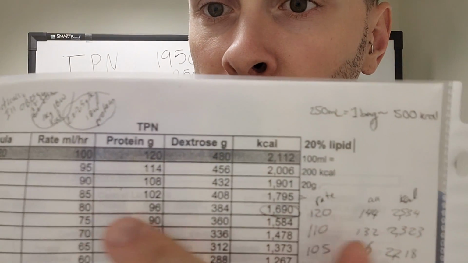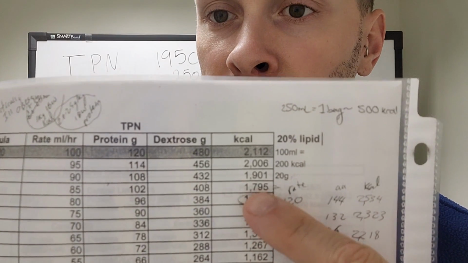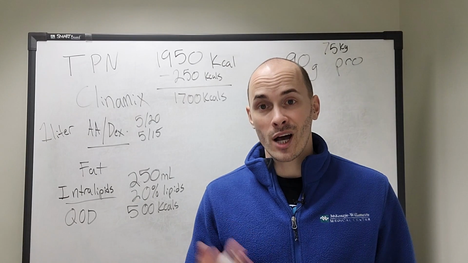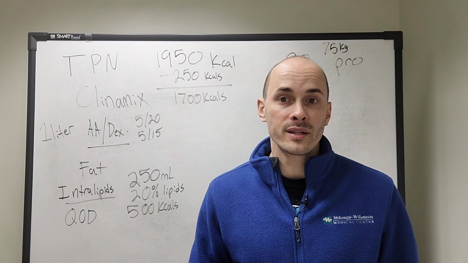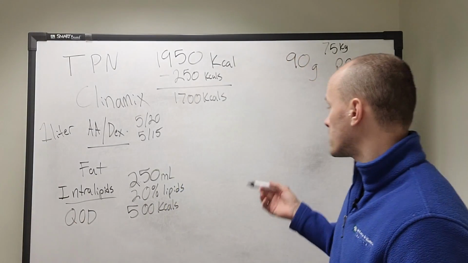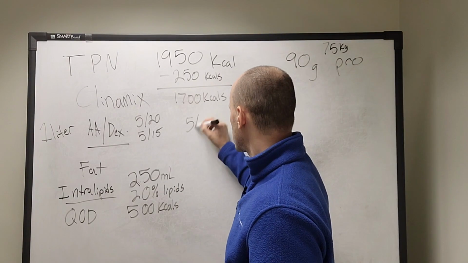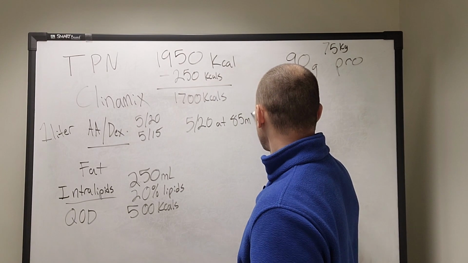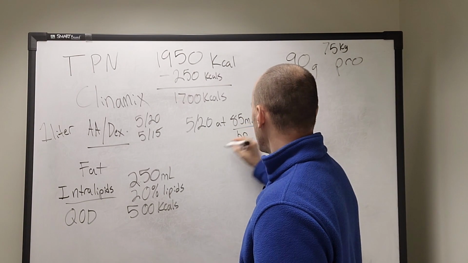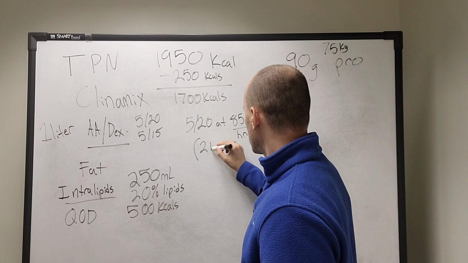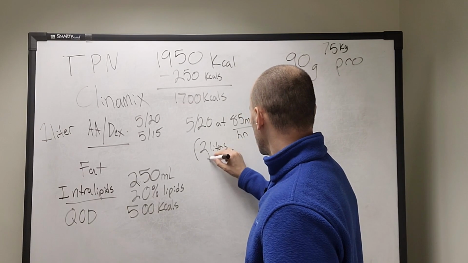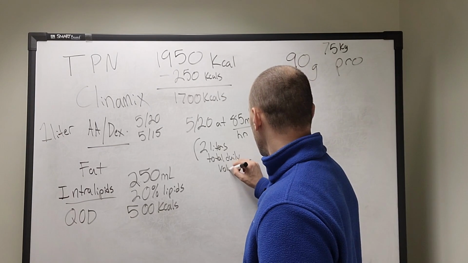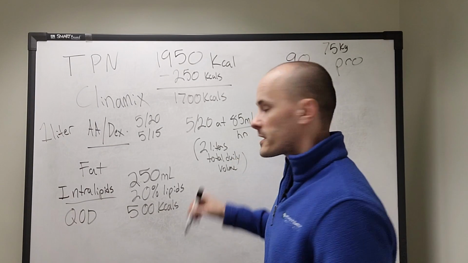80 mils an hour gives them closer to their needs than 85. I would rather my patient get a little bit of extra calories than to have them just get thrown out. So I'm going to use the 520 solution at 85 mils per hour. And then in parentheses, I just put 2 liters total daily volume. That's how we do it here.